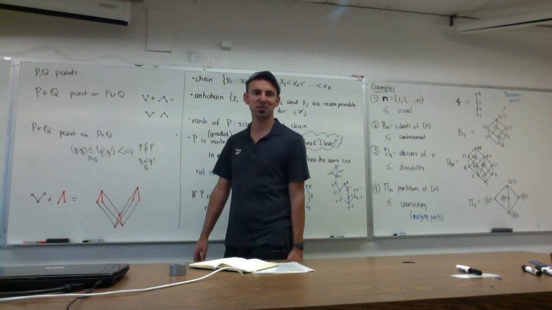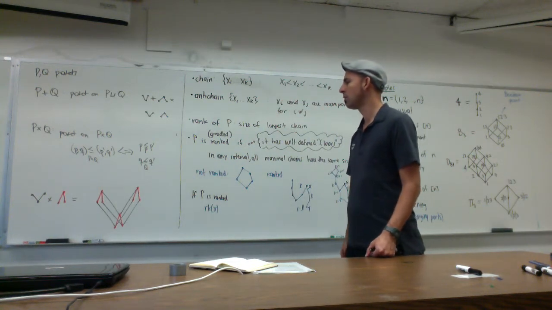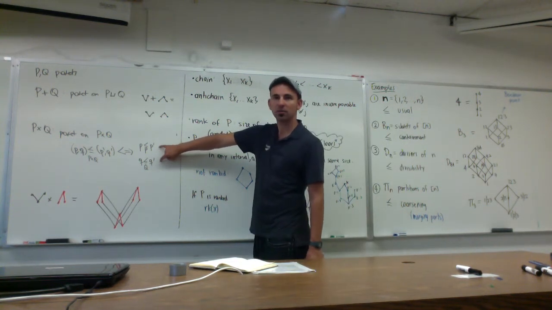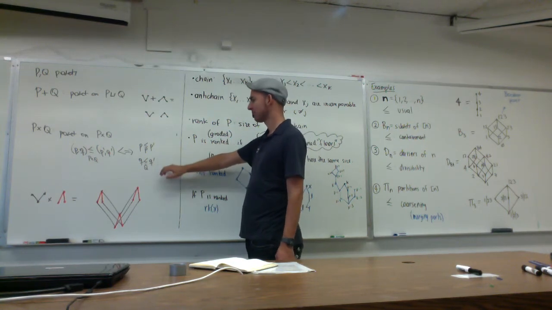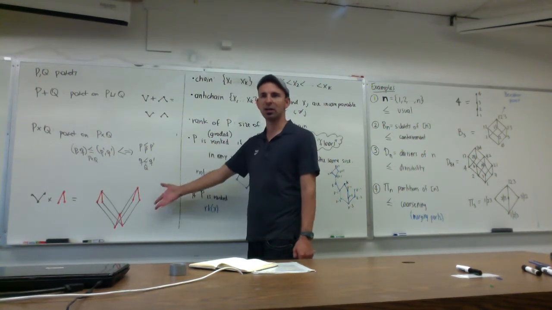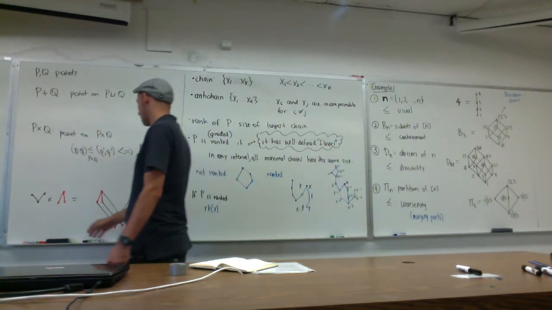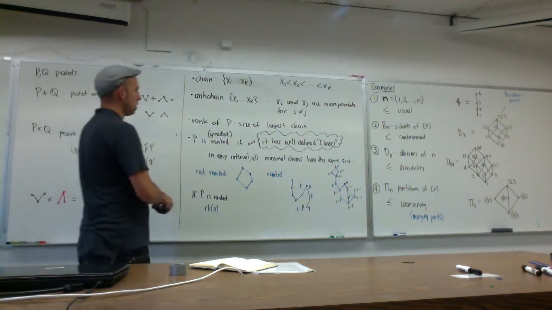But this construction is symmetric in P and Q. And actually, you can see it from this definition, right? From the definition, it's clear that they're the same. But my claim is that this is how you draw the Hasse diagram, and that's a symmetric procedure. Okay.